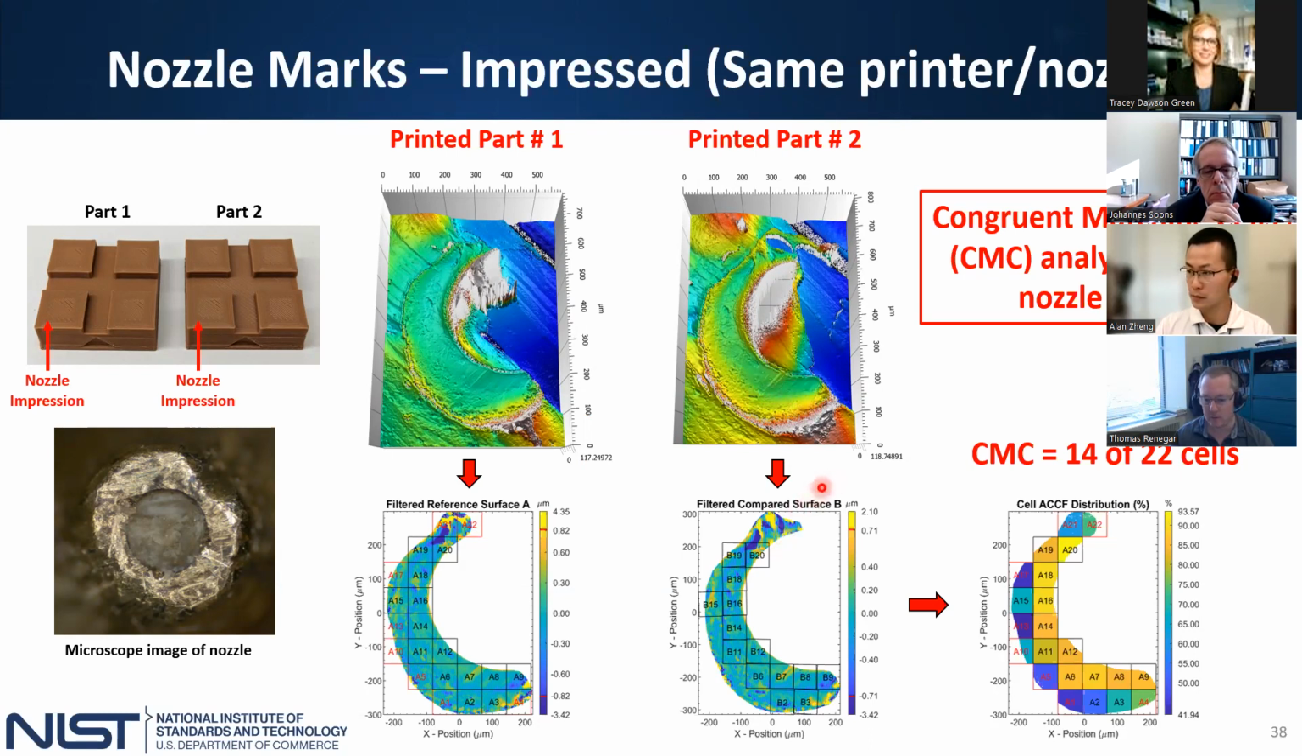So in this case, we used the CMC analysis, or congruent matching cells analysis, which, as Alan showed you, breaks the surfaces up into small cells, and then the cells are correlated against each other. In this particular case, we got a CMC score of 14, which is pretty good considering the small region area that we were able to use for analysis.